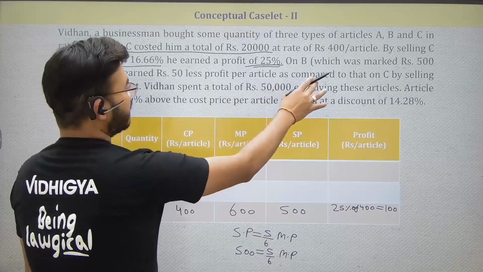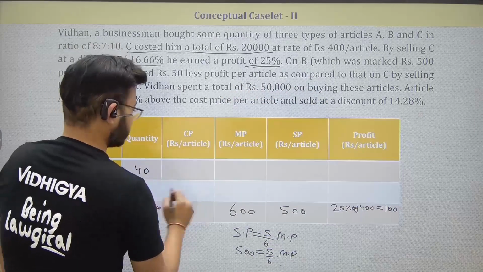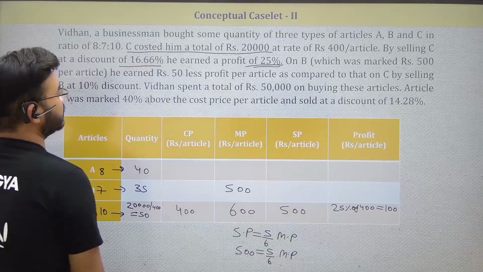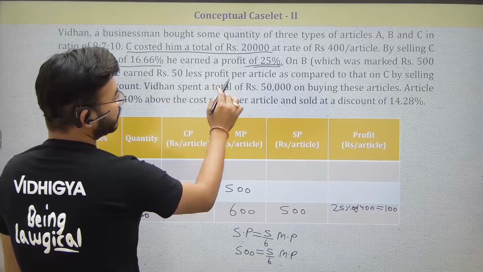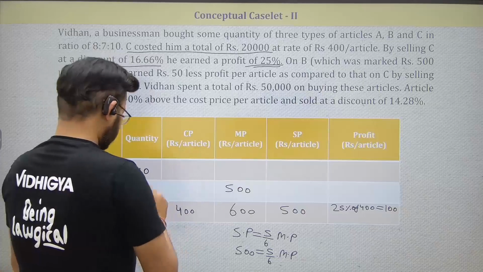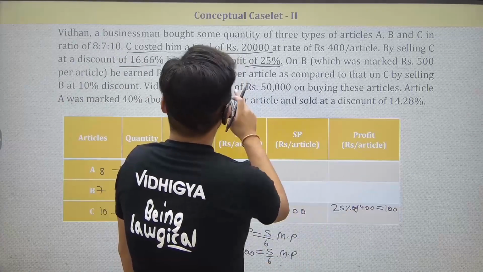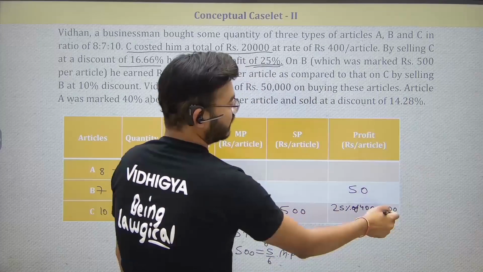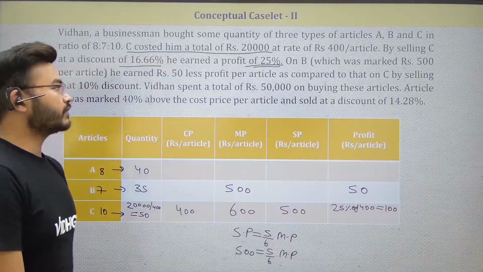On B, which was marked rupees 500 per article. So for B, mark price is given to us. It is 500 per article. He earned 50 less profit per article as compared to that on C. So he earned 50 less profit. So his profit will become 50. 100 minus 50 will be 50.